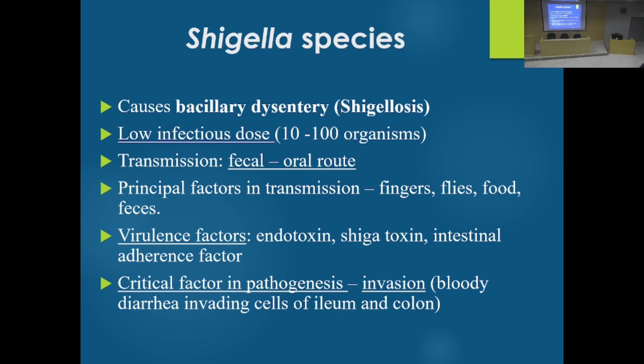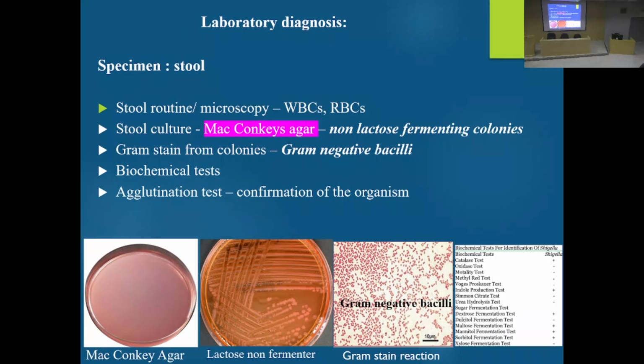And you saw that initially Amina was having watery stools, right? Later it progressed to bloody diarrhea, right? So what would be the reason? The bacteria try to invade. When it tries to invade, it can cause bloody diarrhea. So that is the critical factor in the pathogenesis of Shigella infection.